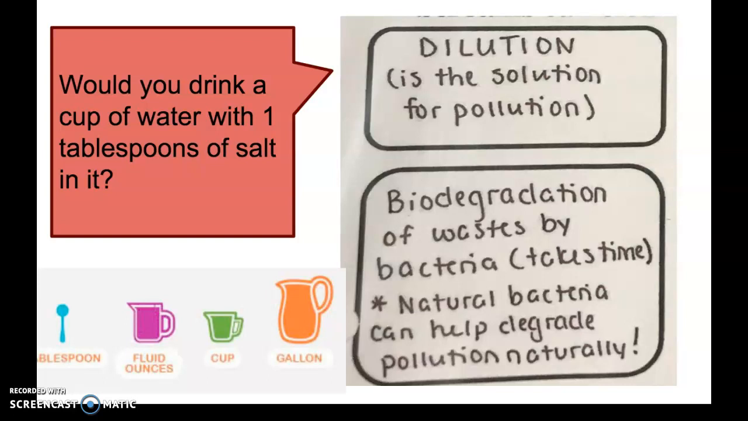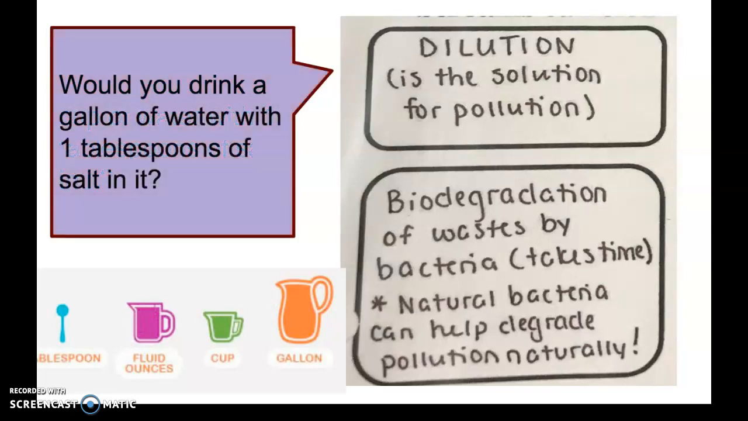So think about, would you drink a cup of water with 1 tablespoon of salt in it? Most of us wouldn't, because that's really, really salty water. But we could dilute it by instead doing a gallon of water with 1 tablespoon of salt in it. And that might not be so bad. So we're diluting it there. It's still the same amount of stuff. We still have 1 tablespoon of salt, but we're putting more water in it. And that's pretty much what we do, or what we hope for, with our water pollutants.